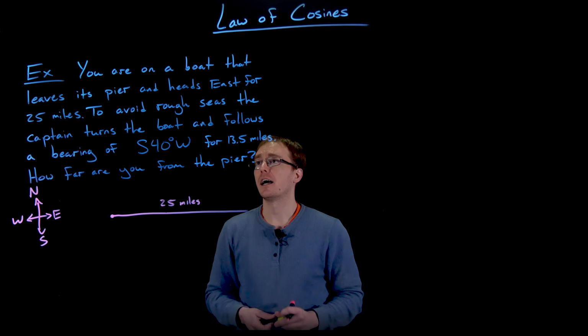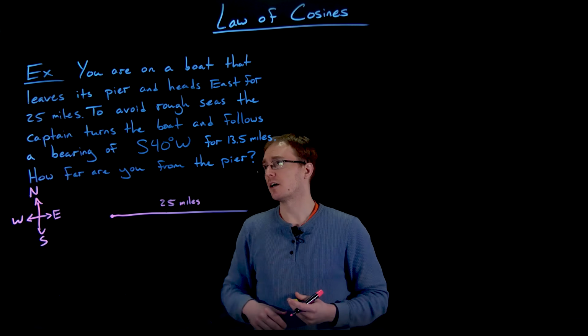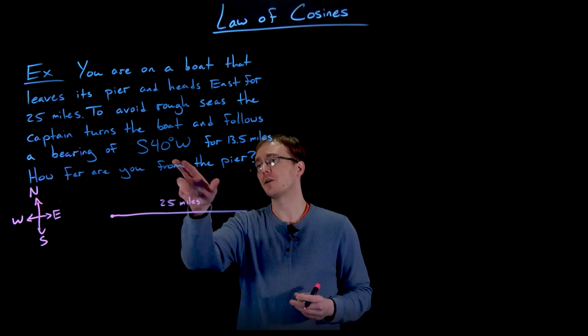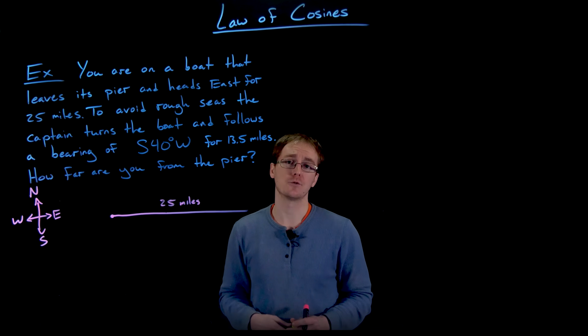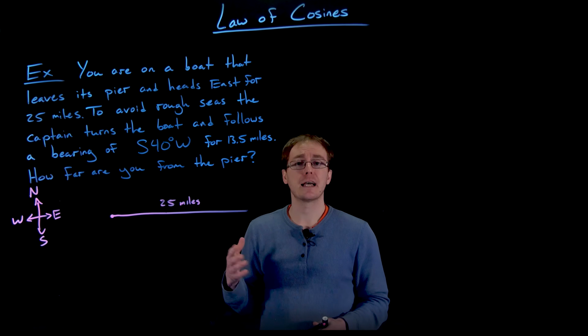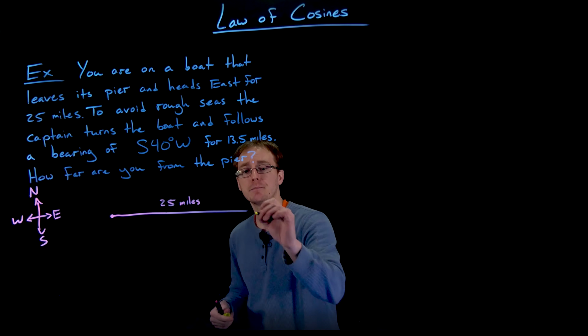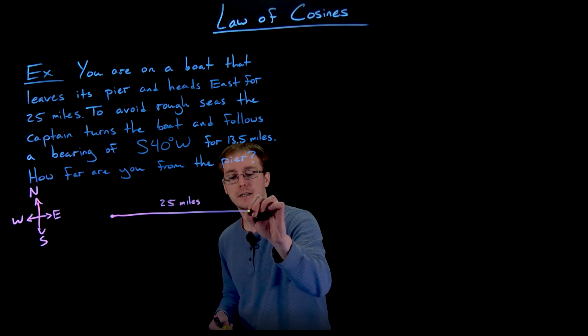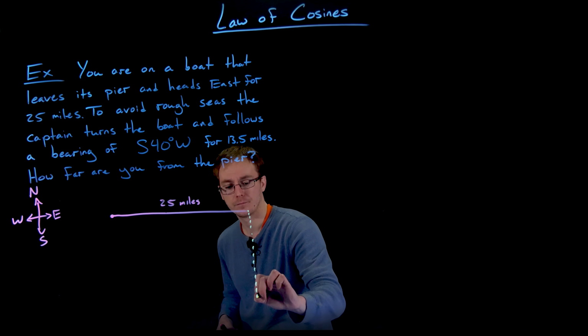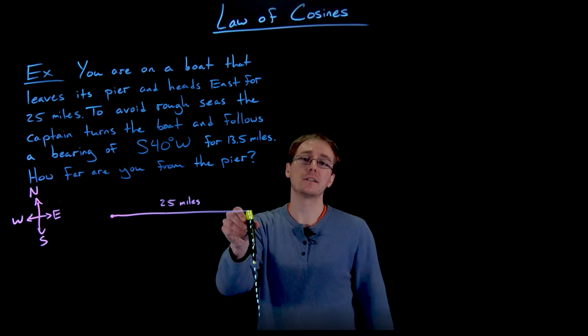Now at this time, the captain decides to avoid some rough seas and turns the boat and follows a bearing of south 40 degrees west. We have to know how to interpret that bearing, and here's how we can do it. South is just going straight down. So here we have our pen pointing directly south.